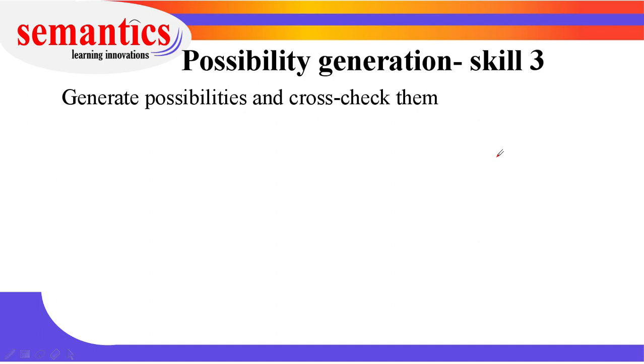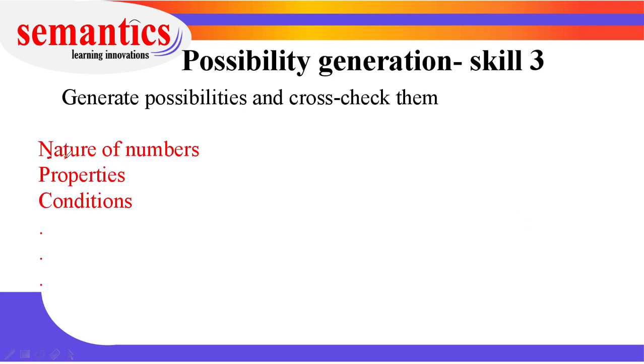So when I generate possibilities, I'll have to focus on the nature of the numbers, whether they are fractions, decimals, or integers, the properties, whether they are odd, even, and the condition. Each question will have a certain condition. They might say that the sum of the numbers is less than 10, or the product of the numbers is more than 50. Some conditions like that will be given in the question. You'll have to identify that, then you'll have to generate the possibilities. Let us try out a question.